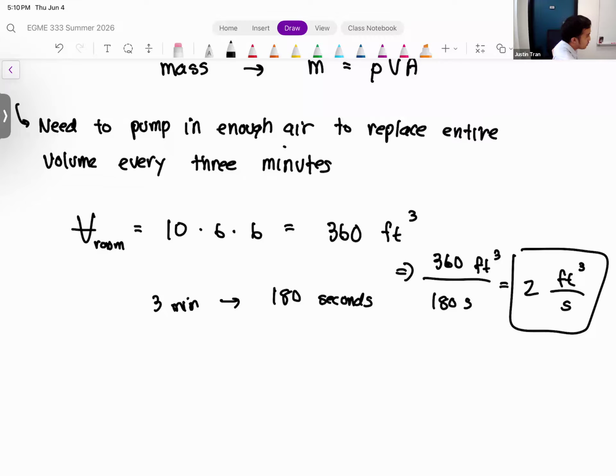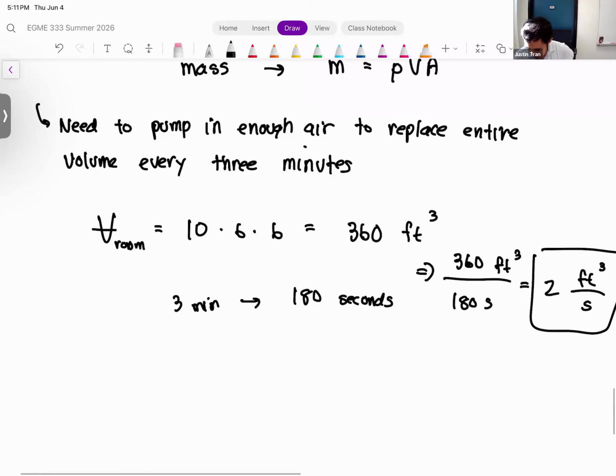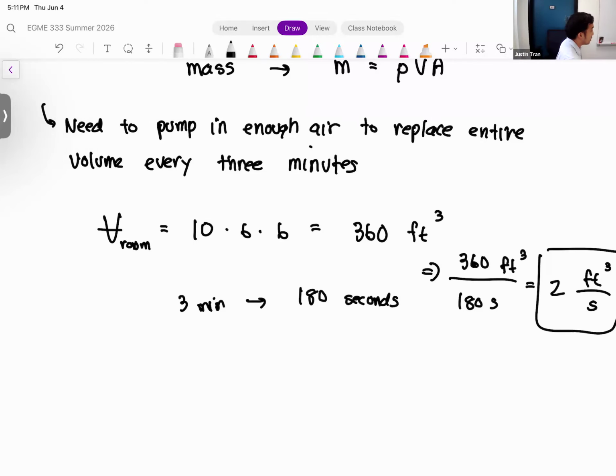Usually for these types of ventilation problems, you need to do forced ventilation. You just can't rely on natural ventilation like in this room. So this will usually tell you the type of pump that you need in order to satisfy that condition. Okay, any questions on this so far?